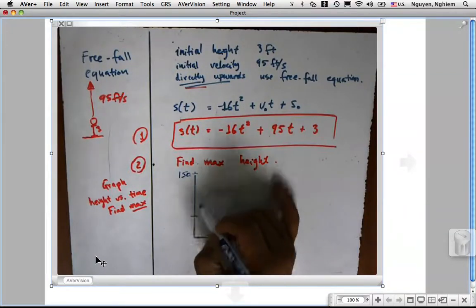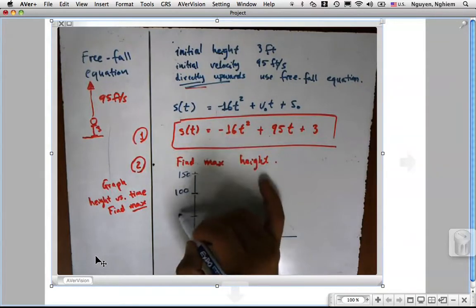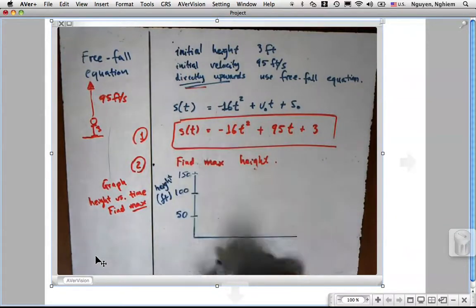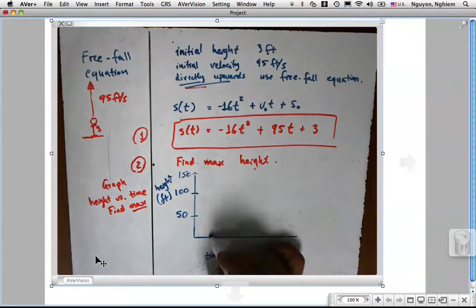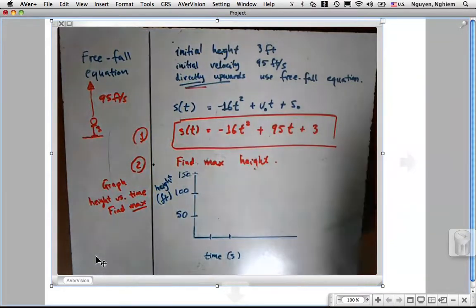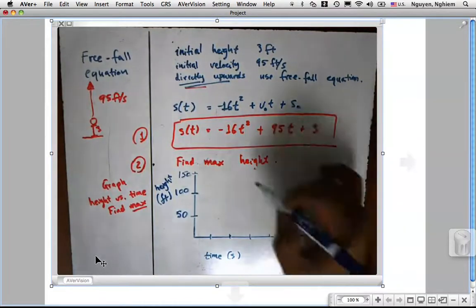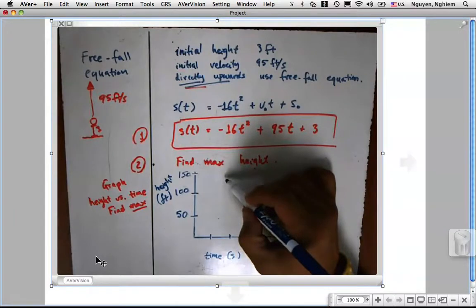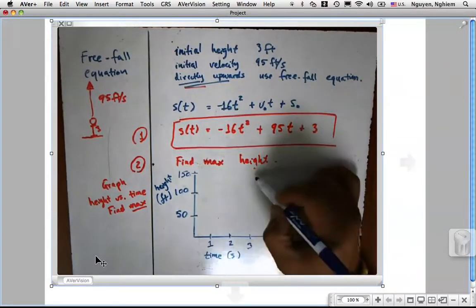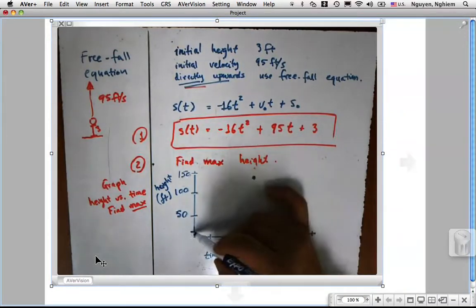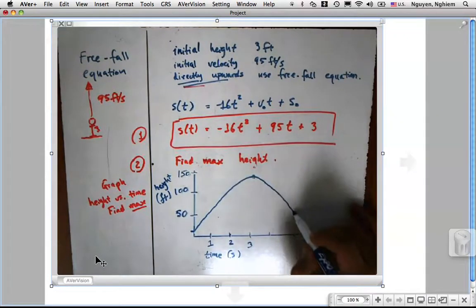So 50, 100, 150, and this is height in feet. This is time in seconds. And 2, 4, well, 1, 2, 3, 4, 5, 6. And we said that it hit the maximum around 3 seconds. And it was about 144 feet in the air. So it starts out here around 3. So it does this, and then it's going to come down.